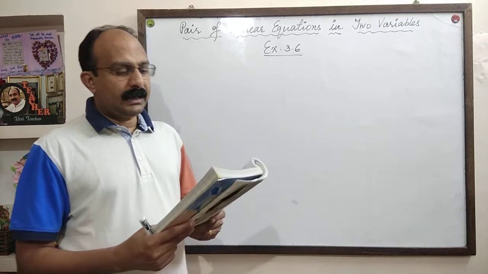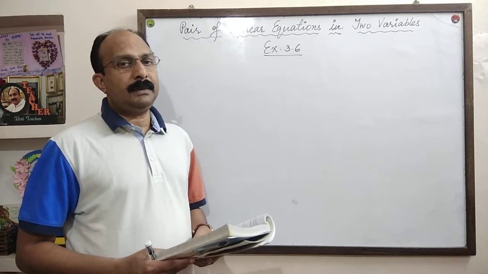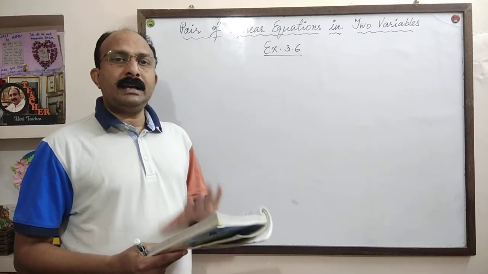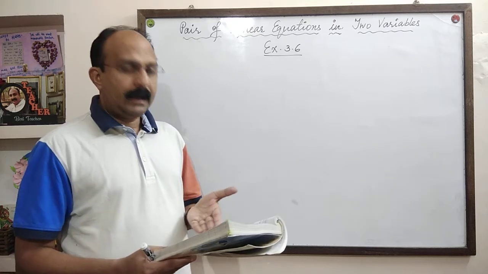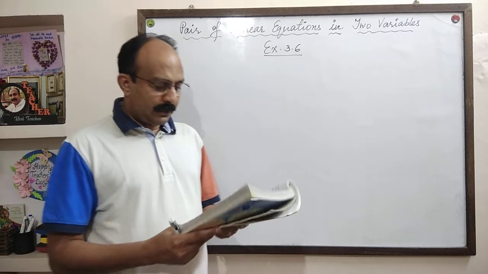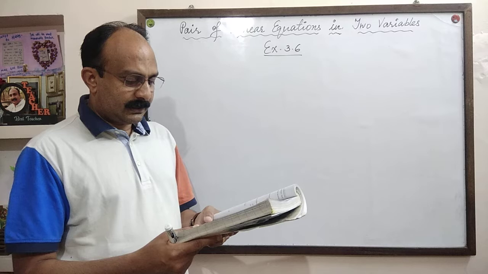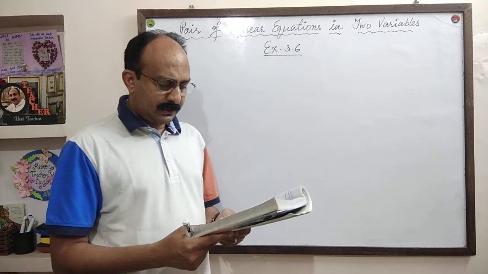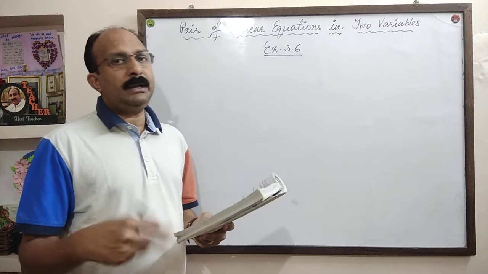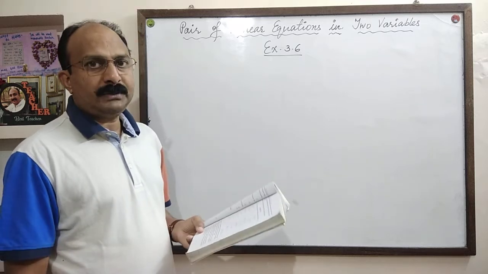Students, this is the continuation of exercise 3.6 of class 10 mathematics, and this is the last exercise of this chapter and the last three questions of this chapter. Question number 2. Formulate the following problems as a pair of equations and hence find their solution. Simply, three word problems are given.